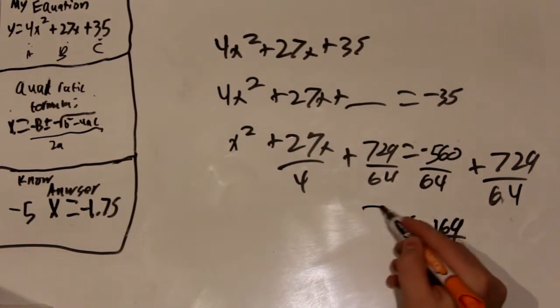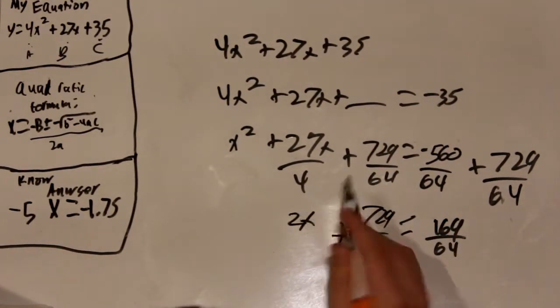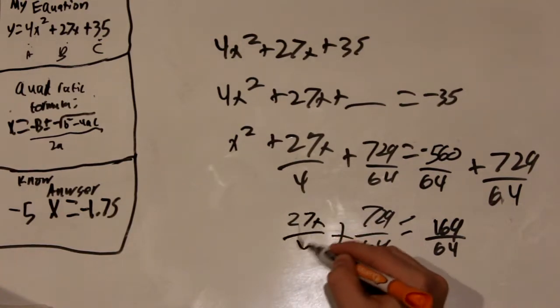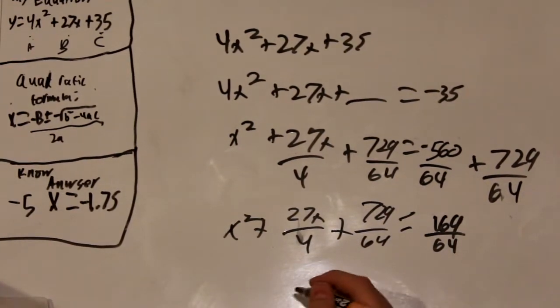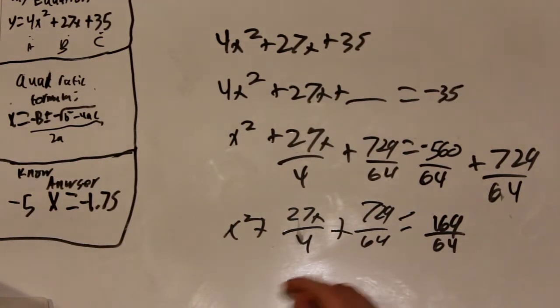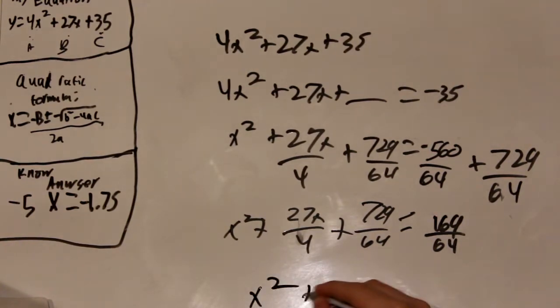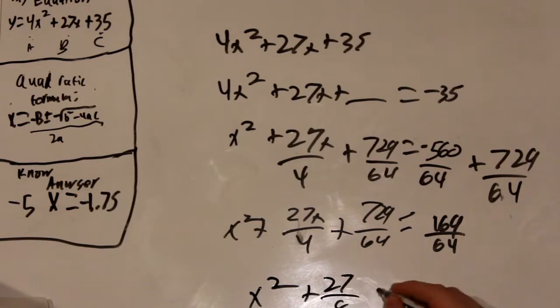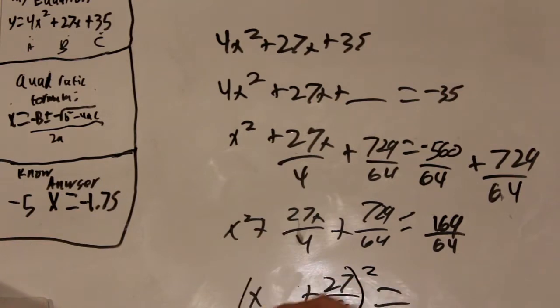And mind you that that is still equal to 729 over 64 plus 27x over 4 plus x squared. Now we're going to find all of this and get this down to a reasonable thing. So now we need to simplify this. So now it's x plus 27 divided by 8, all of this squared, equals 169 over 64.